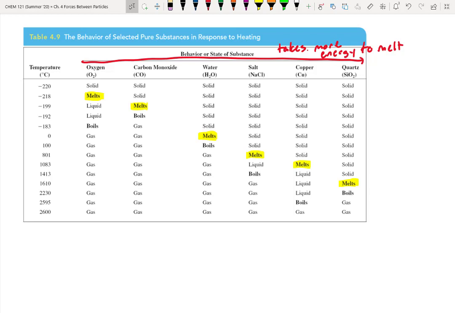So oxygen takes very little energy to rip apart oxygen molecules. Carbon monoxide molecules take a little bit more energy to rip them apart. Water molecules, even more energy than carbon monoxide. Salt particles, meaning the sodium and chloride, even more energy. Copper atoms take even more energy to rip apart from one another. And then quartz, we said that's made up of that three-dimensional network of silicon and oxygen atoms, takes even more energy to rip them apart.